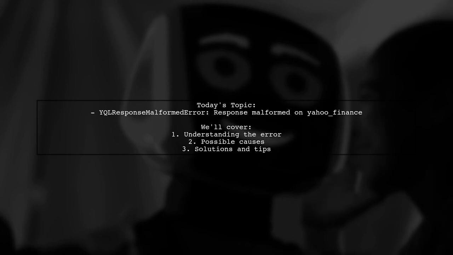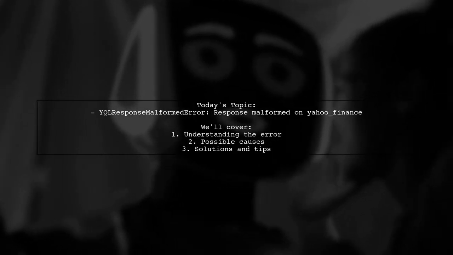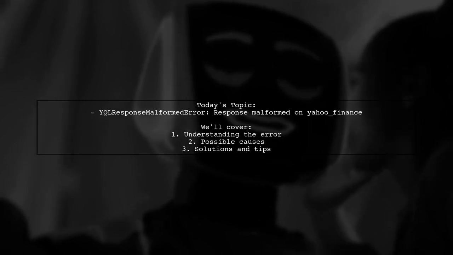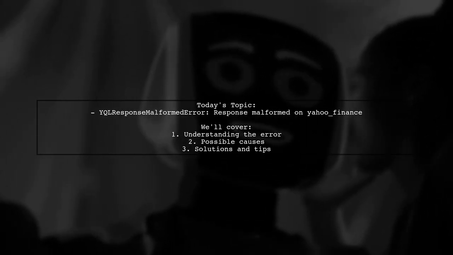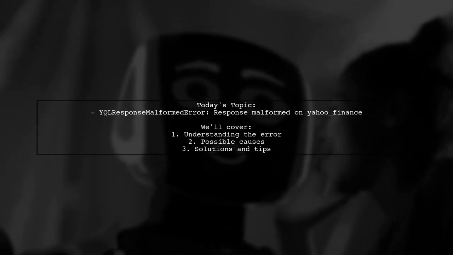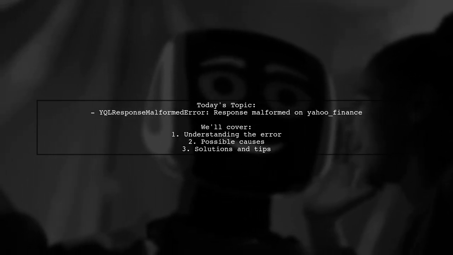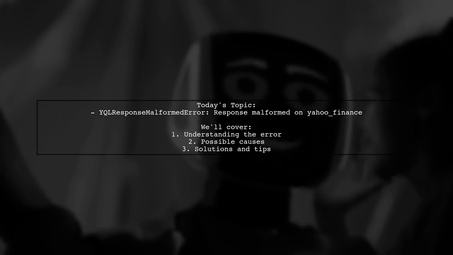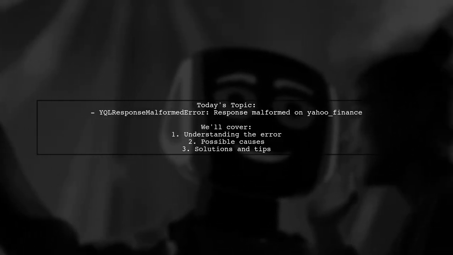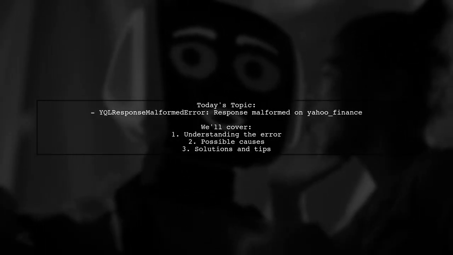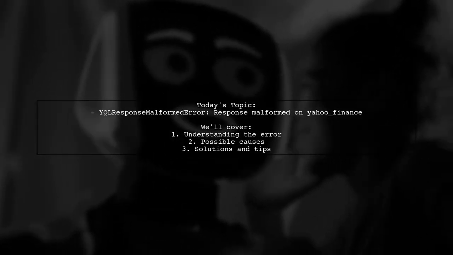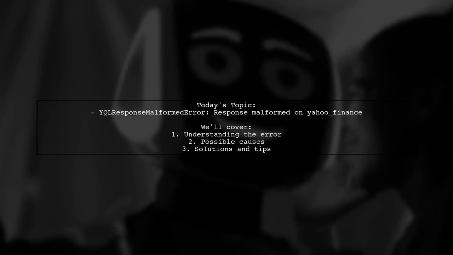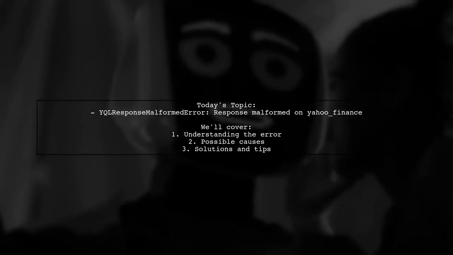Today, we're addressing a frustrating issue that many users encounter when working with the Yahoo Finance API. One of our viewers recently reached out with a problem. They were using the Get Historical function without any issues until just yesterday, when they suddenly started receiving a YQL response malformed error. Let's dive into this perplexing error and see what might be causing it.